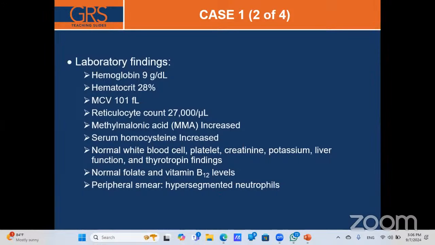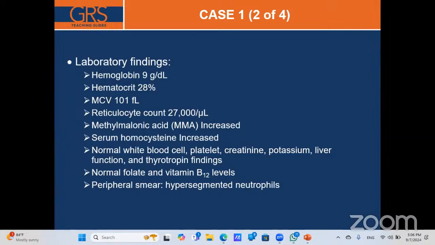The laboratory findings include hemoglobin 9 gram per deciliter and hematocrit 28%. The mean corpuscular volume is 101, and low reticulocyte count, 27,000 per microliter. The methylmalonic acid level is increased and serum homocysteine level increased as well, but he has normal white blood cell count and platelets, and creatinine, potassium level, liver function, and thyrotropin findings are normal.